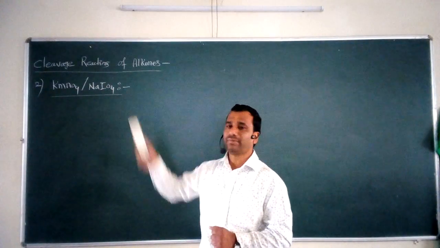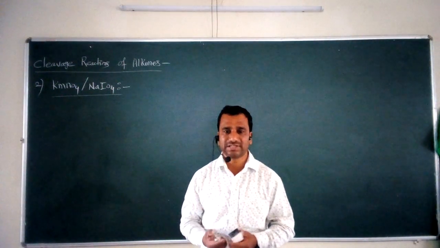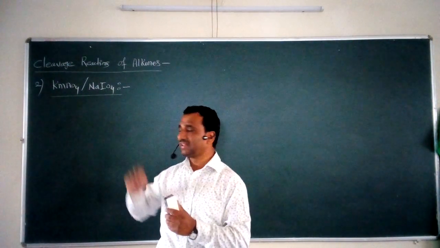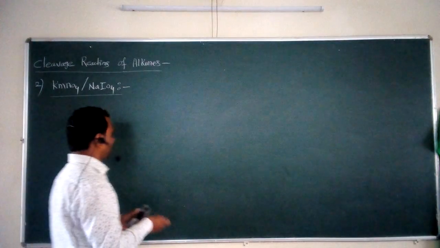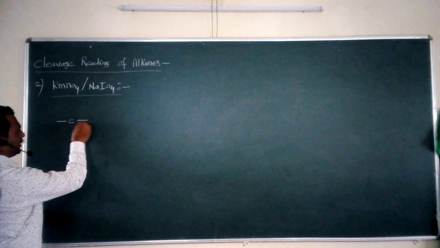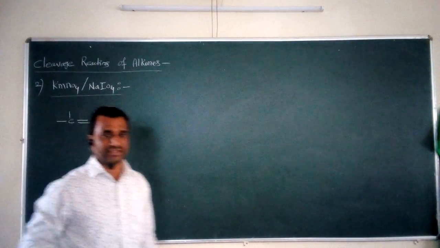By interacting these alkene molecules with this type of reagent, potassium permanganate and sodium periodate, what happens? A second type of cleavage reaction takes place. Now what type of product can be obtained by the interaction of this reagent, that we have to study now. So for this purpose, again I take a general skeleton of these alkenes, C double bond C.